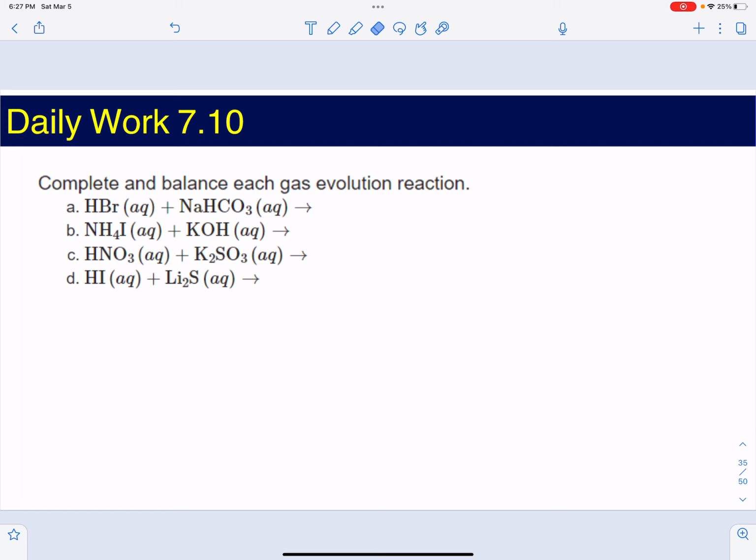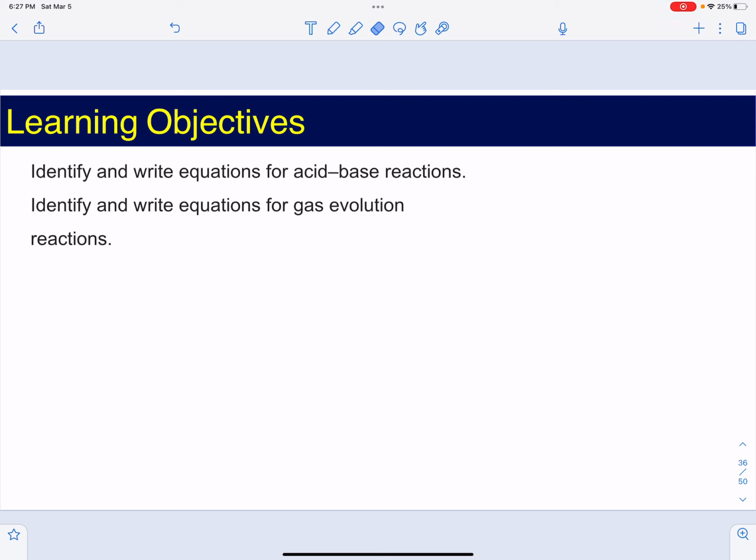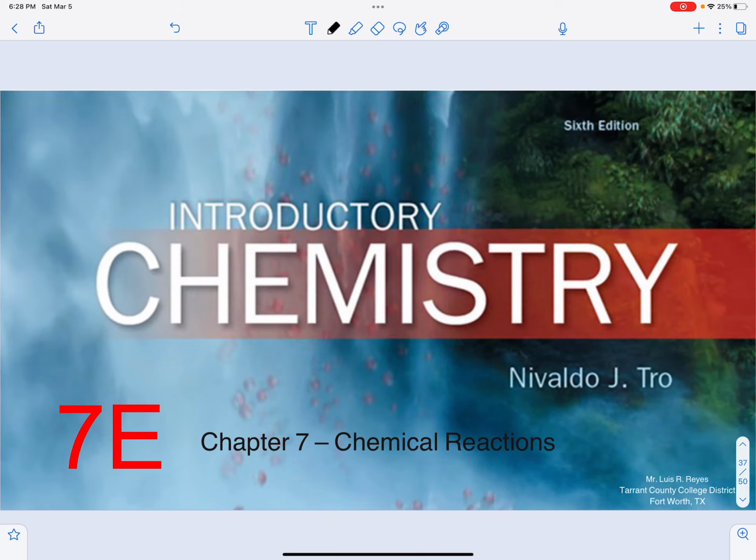And once you do that, we can say that we know how to identify and write equations for neutralization or acid-base reactions. And we know that some of them are gonna give you substances that are gases. And I already told you a few seconds ago which are the substances that you're looking for. With that said, we are done with that part of the chapter. So we got 2 more sections to go and we will be done with this chapter.